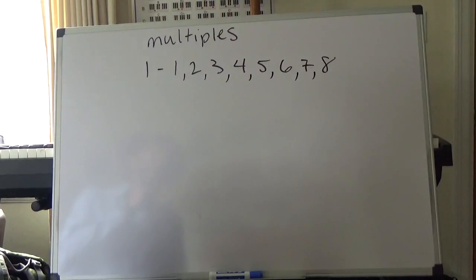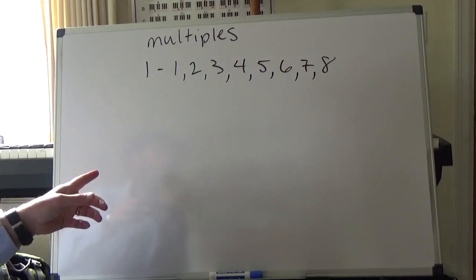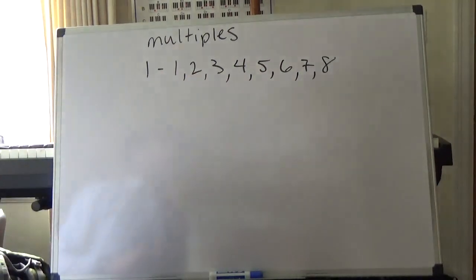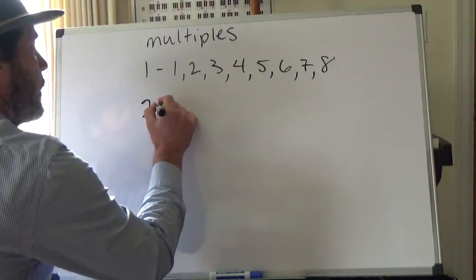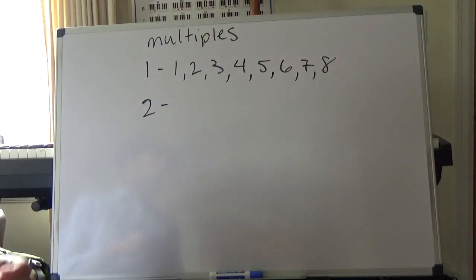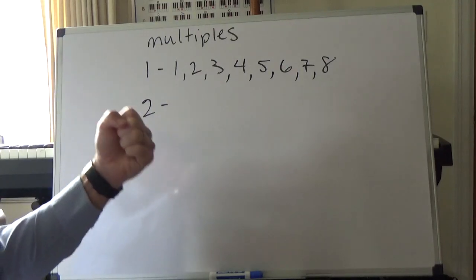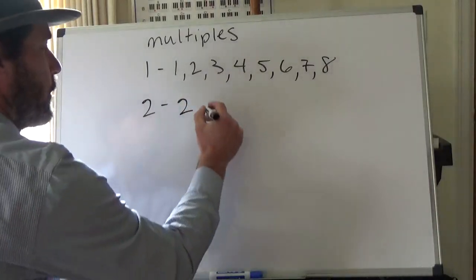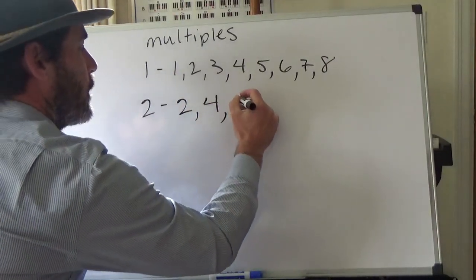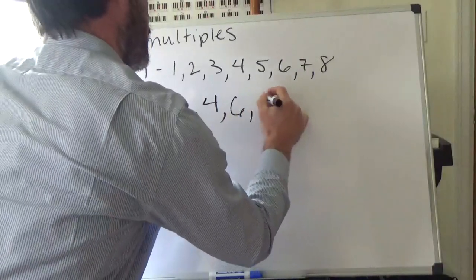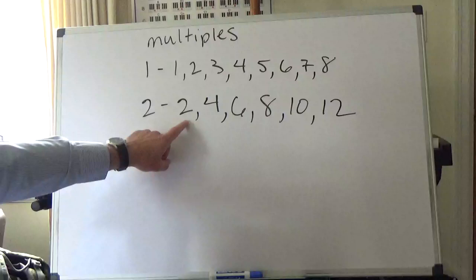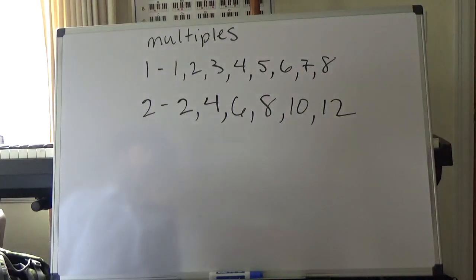So, what is the 6th multiple of 1? Well, 1, 2, 3, 4, 5, 6. If I do 1 times 6, I'll get 6. Let's try the number 2. If I skip count by 2's, of course I'll start at 0, which is not a multiple of 2. But 1 times 2 is 2, 2 times 2 is 4, 3 times 2 is 6, 8, 10, 12. And we'll notice that all of these numbers are even because 2 is an even number.